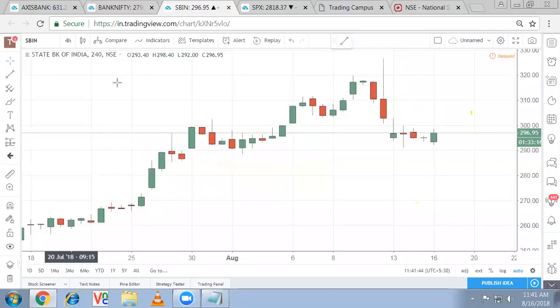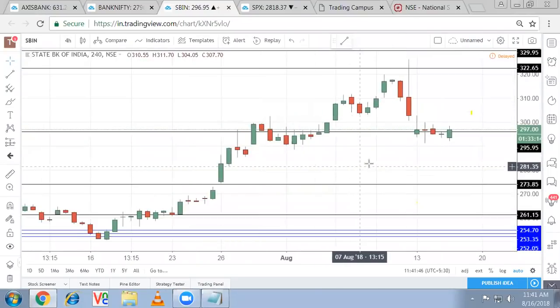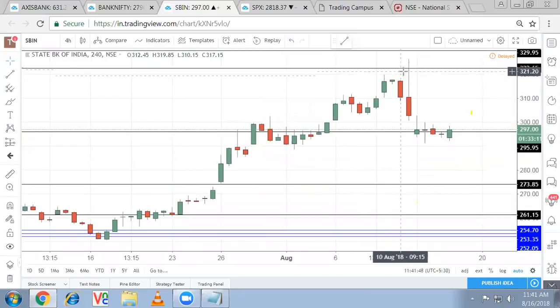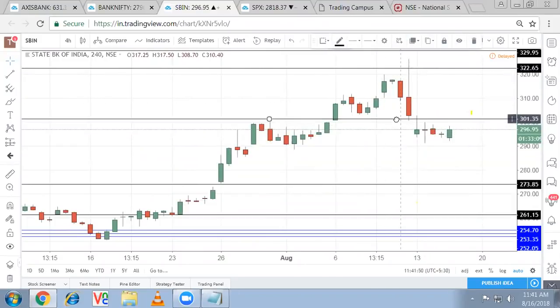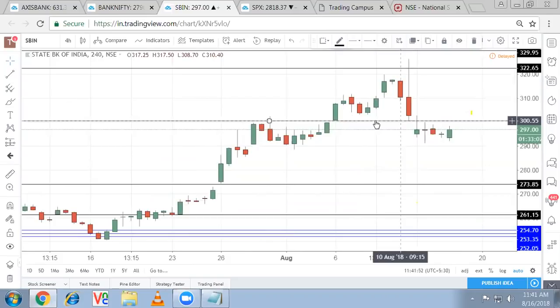So SBI also did not give amazing results, but the most important point, the highs were made over here, and what happened around this zone, which was the important point over here, the high was made, it went higher almost to this level and came back down. So 300 becomes a make or break for SBI, and it sustains down, tries to test it first time, second time, third time. Now it is not coming to this zone, right?